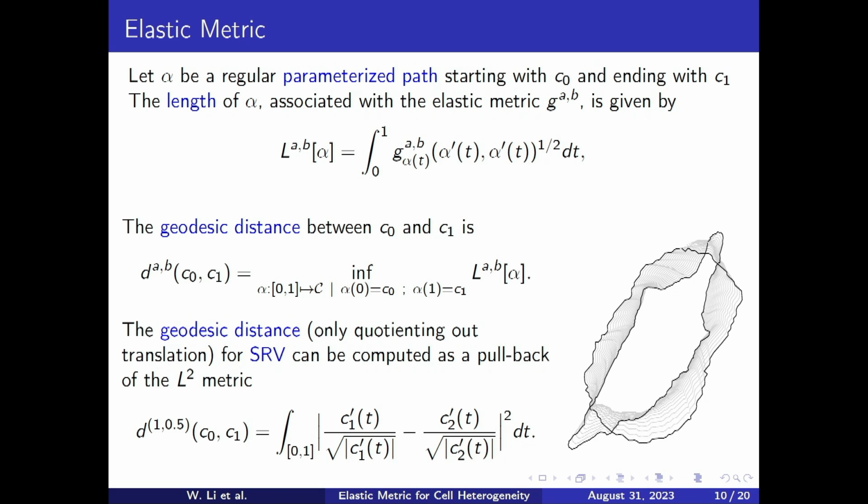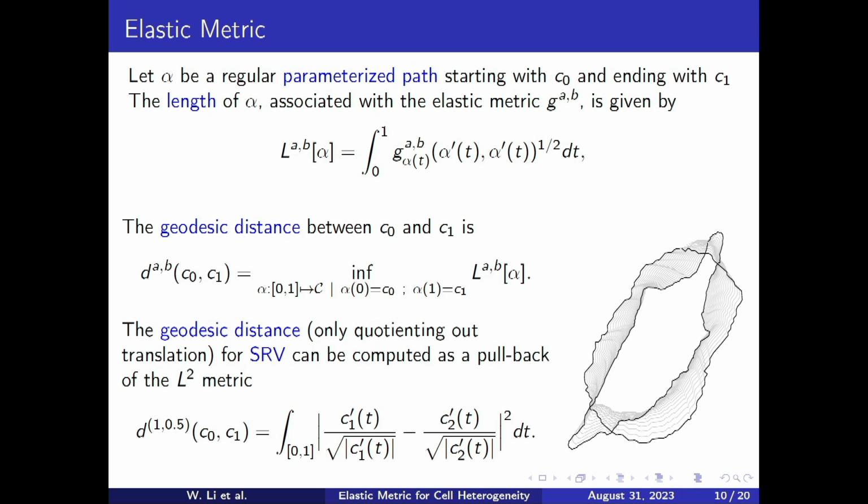Next, we define alpha to be a regular parameterized path starting at C0 and ending at C1. So we can interpret alpha as a prescription for bending and stretching the curve from C0 to C1. And we define the length of alpha associated with the elastic metric to be in the following form. It's integrating the elastic metric over the velocity of bending and stretching on the unit time interval from 0 to 1.